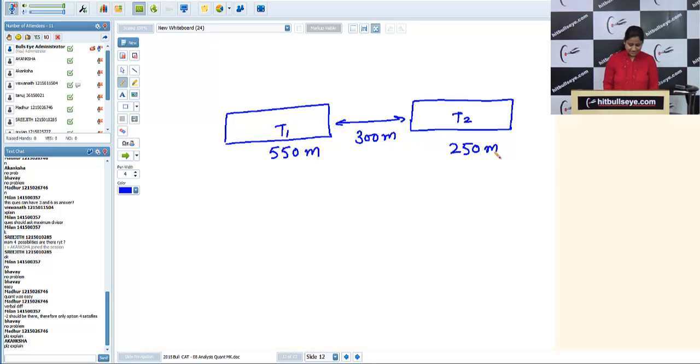Now it says a train X 750 meter long arrives at the entrance to the tunnel T1. There is a train. Its length is 750 meter. There is one more train. Its length is 500 meter, and they both are traveling in the opposite direction. Are you getting me, Madhur, Akanksha?